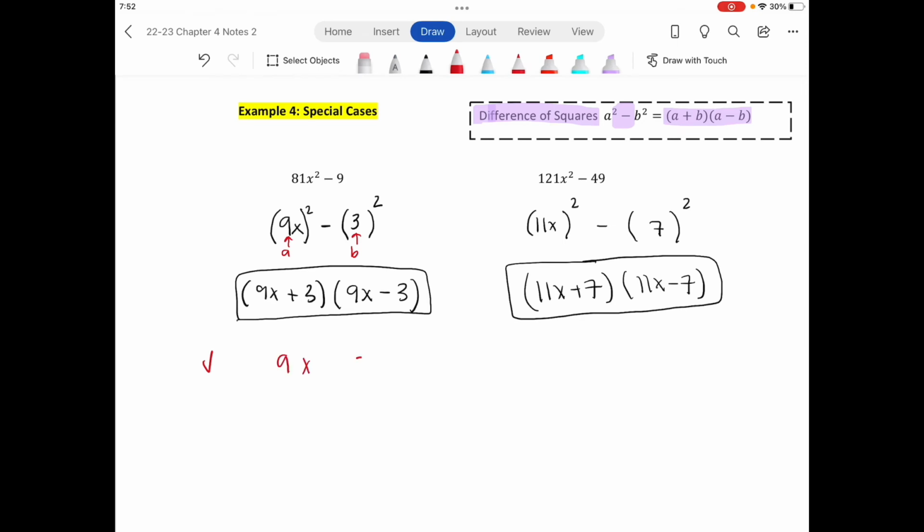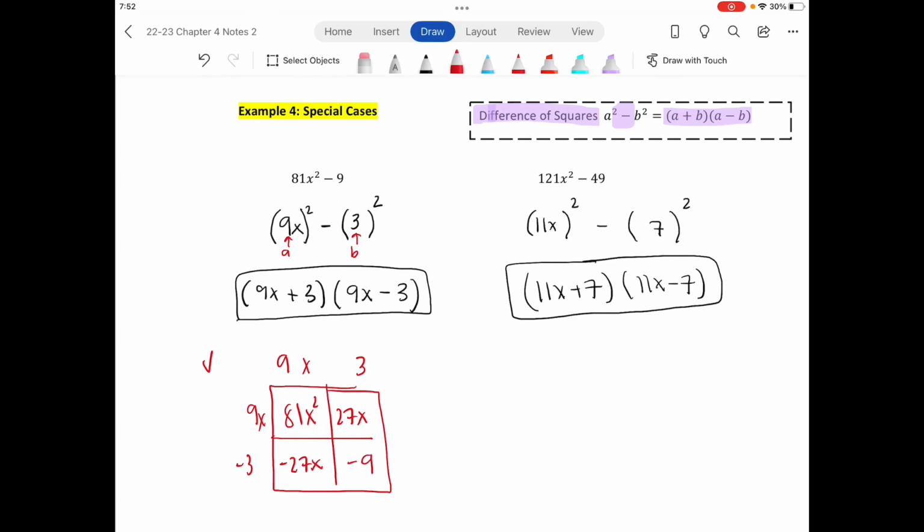So we're going to do 9x plus 3 on top, and on the side, we're going to do 9x minus 3. Then we'll multiply this out. 9x times 9x gives us 81x squared. 9x times 3 is 27x. 9x times negative 3 is negative 27x. Negative 3 times 3 is negative 9.